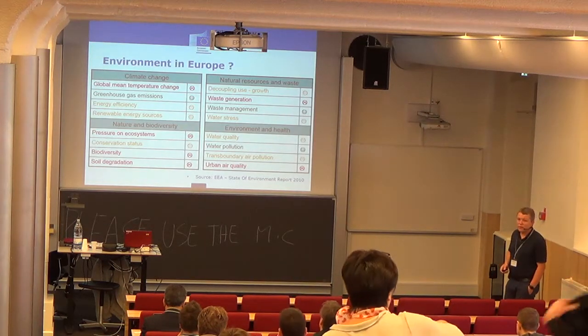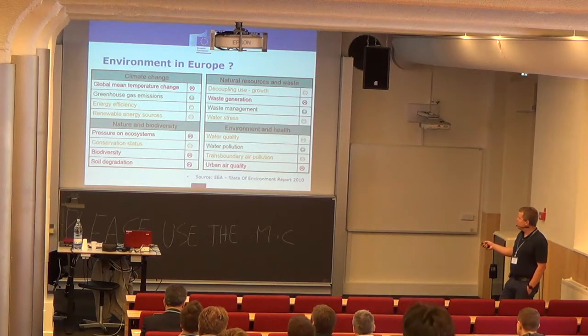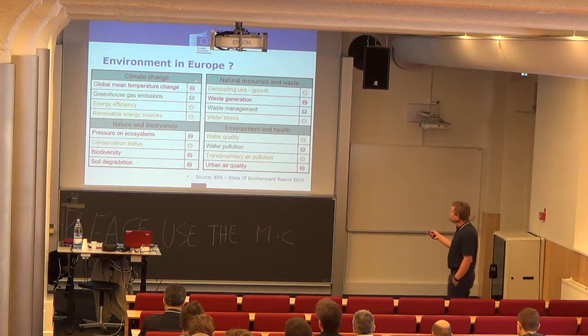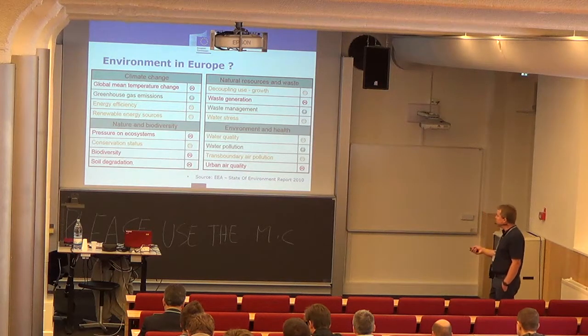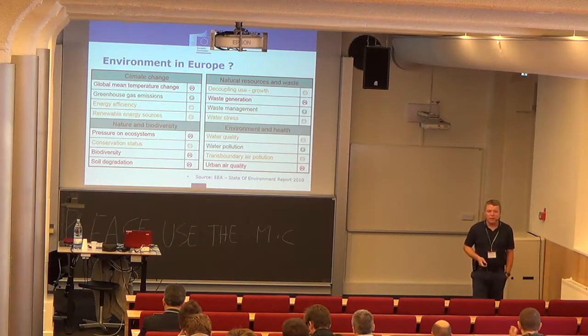What is the current situation of the environment in Europe? If we go through some of these priorities like climate change, then we can say that some topics here are already very well managed, but for some of them we are still facing a lot of problems. For example, global mean temperature change, or if we go to nature and biodiversity, pressure on ecosystems, biodiversity, soil degradation, natural resources and waste. Again, waste management is okay, but waste generation is obviously a problem. Environment and health, urban air quality, something which is still not managed well, and so on.